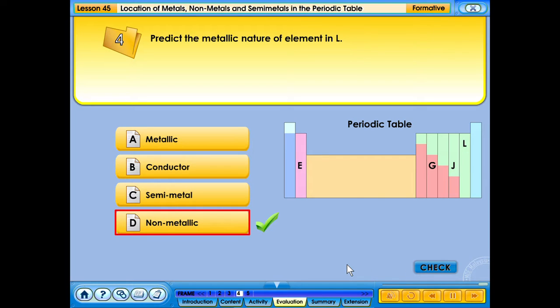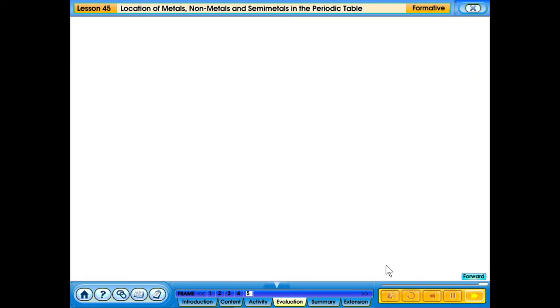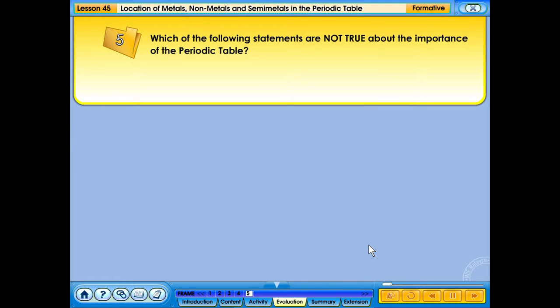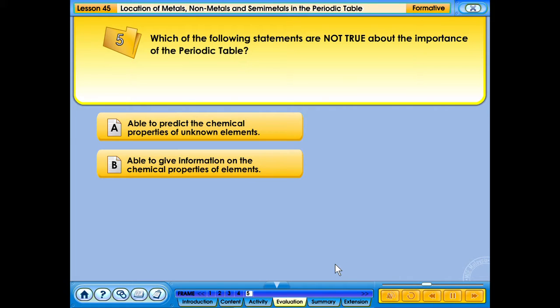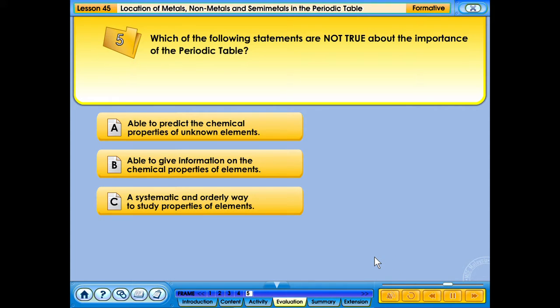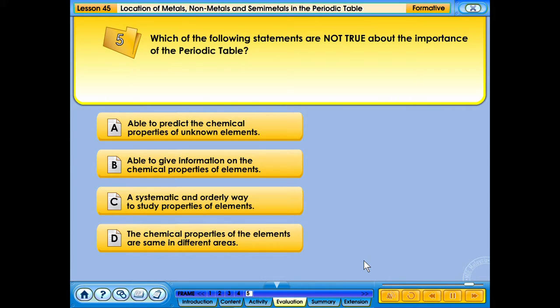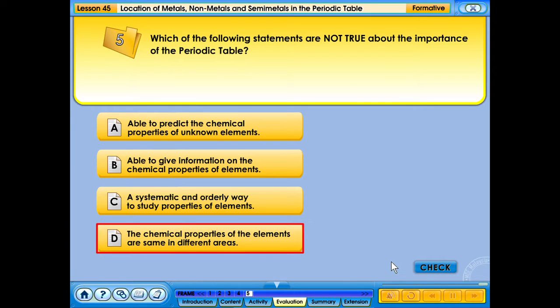Your answer is correct. Which of the following statements are not true about the importance of the periodic table? A. Able to predict the chemical properties of unknown elements. B. Able to give information on the chemical properties of elements. C. A systematic and orderly way to study properties of elements. D. The chemical properties of the elements are same in different areas. Your answer is correct.